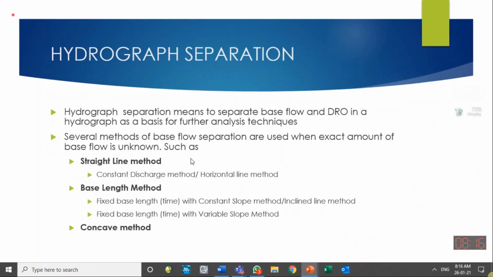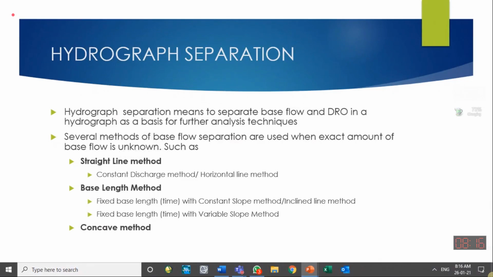So the hydrograph we need to separate for different purposes. One is to know how much is the direct runoff. One is to know how much is the base flow or low flow. Base flow is usually said to be assured flow in the channel, while direct runoff will be produced when there is some storm or rainfall activity. So we have to separate them.